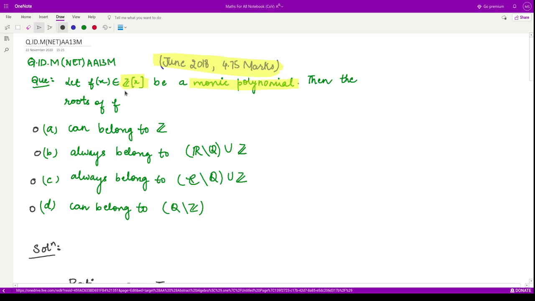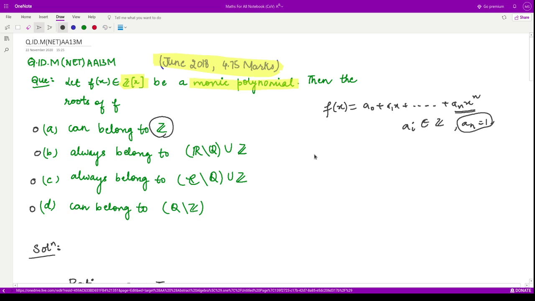So now we are given some polynomial. Say this is the given polynomial f = a0 + a1x + up to an x^n, where these coefficients ai belong to Z. This is given to us, and also we are given that an is equal to 1, because the polynomial is a monic polynomial, the leading coefficient is 1. So now they are asking, can the roots belong to the set of integers?